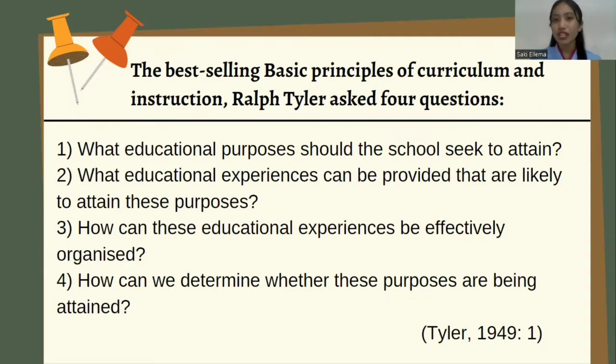So the aforementioned instructional cycle of constructive alignment can be put in the form of questions by Ralph Tyler. We have, what educational purposes should the school seek to attain? What educational experiences can be provided that are likely to attain these purposes? Third, how can these educational experiences be effectively organized? And lastly, how can we determine whether these purposes are being attained?